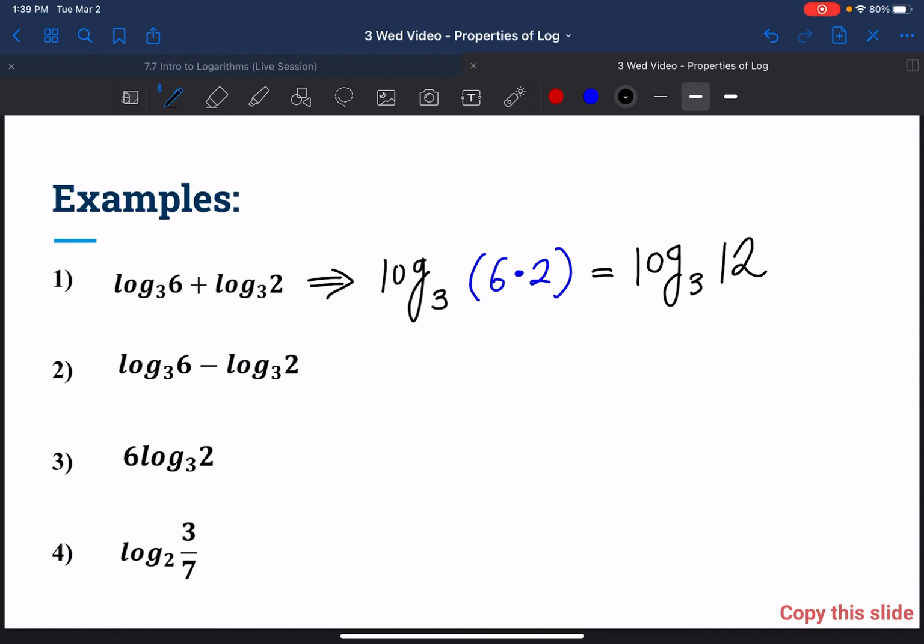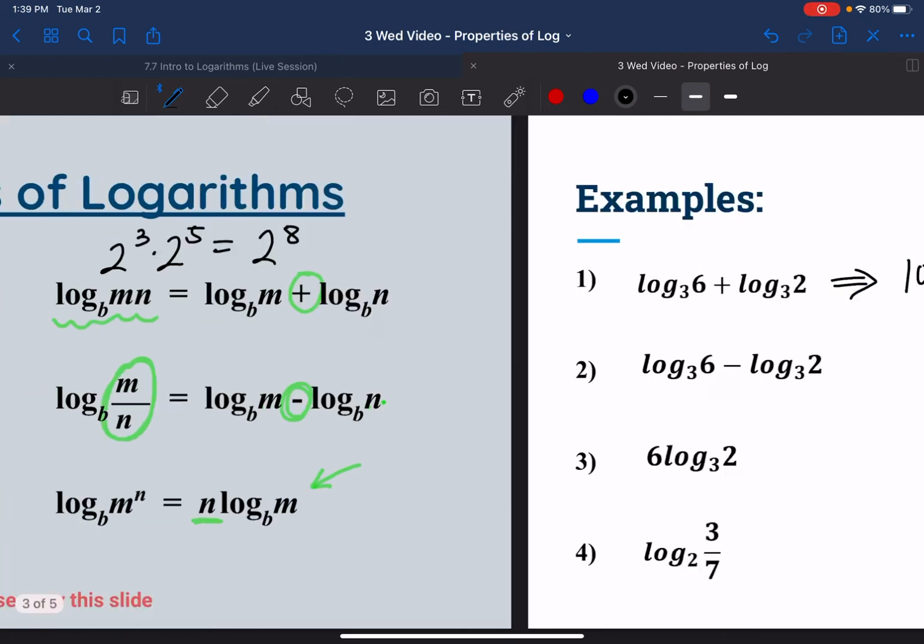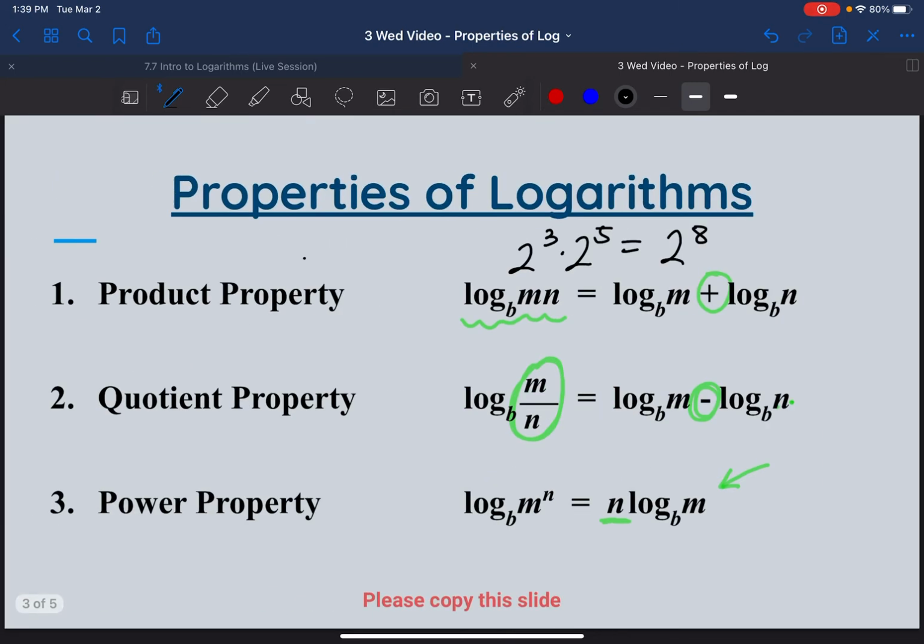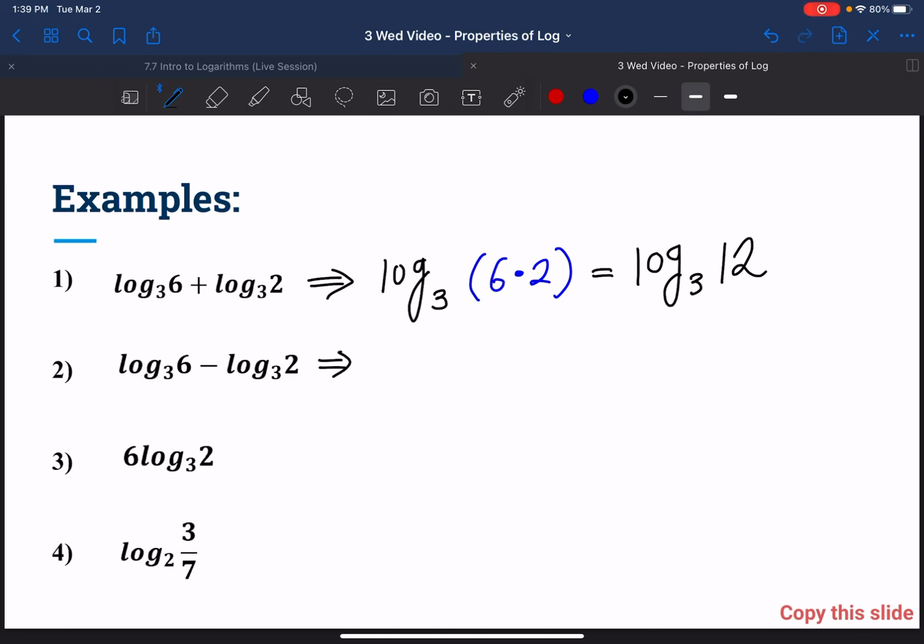Okay, let's do the second one. In the second one, I have subtraction. When you look at your number 2 quotient property, when you have subtraction, you have division or fractions, right? So in this case, your answer should be log base 3, and 6 minus 2 becomes 6 over 2. Can I simplify 6 over 2 further? Yes, I can. So it'll be log base 3 of 6 divided by 2, which is 3.